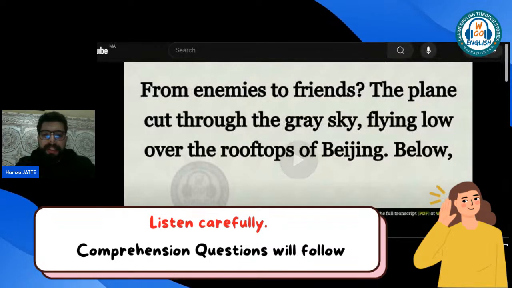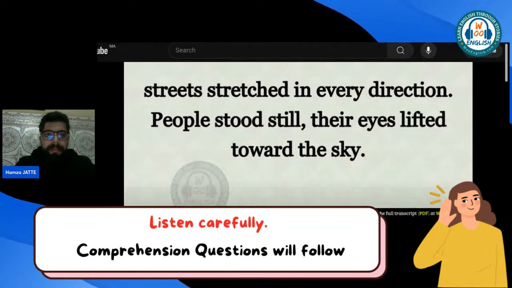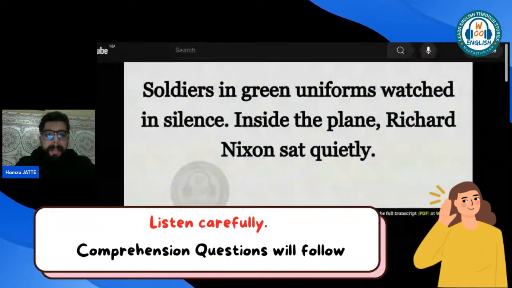The plane cut through the gray sky, flying low over the rooftops of Beijing. Below, streets stretched in every direction. People stood still, their eyes lifted toward the sky. Soldiers in green uniforms watched in silence.